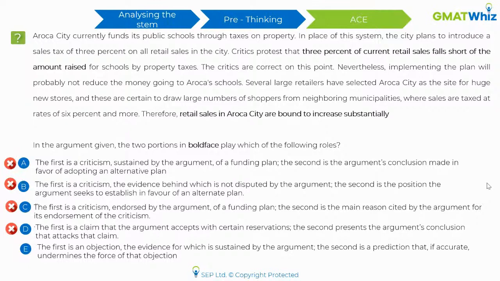What is the meaning of the force of that objection? The evidence behind that objection. So it weakens that objection overall, and that is definitely true. So guys, as you can see, very important how you read your stimulus, how you read your answer choices.